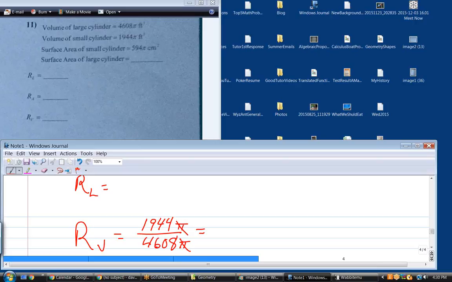It's going to be a whole lot easier, and I'll show you why, if we convert this to a decimal immediately. Okay. But let's keep going, because a lot of times a person learns something by doing it the hard way. What's the cube root of 1944? Hmm. 1944. It's 132.2. And what's the cube root of 4608?